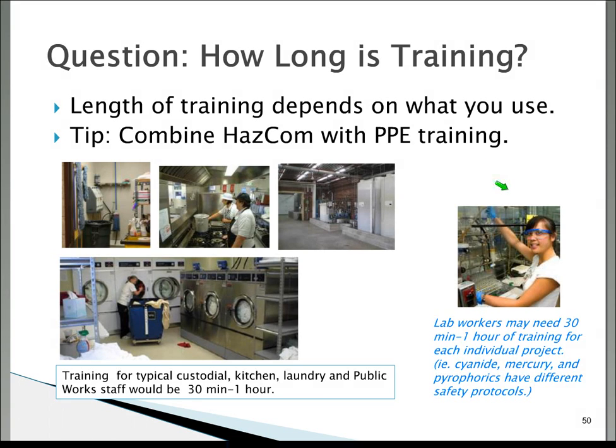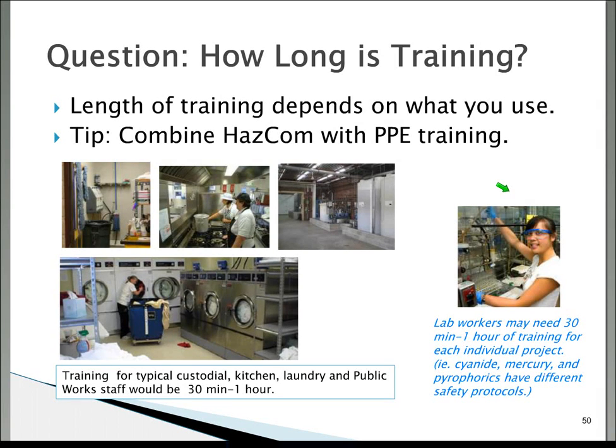However, there are some settings where that might not be enough. Over at your colleges and universities, they do have some very interesting labs with some very exotic chemicals. In that case, you may need to have a 30-minute or 1-hour training for each particular lab. If they're doing a lab with cyanide or mercury or something that bursts into flame when it contacts air, you would need to have specific training on that for each project. But that's sort of a different setting.